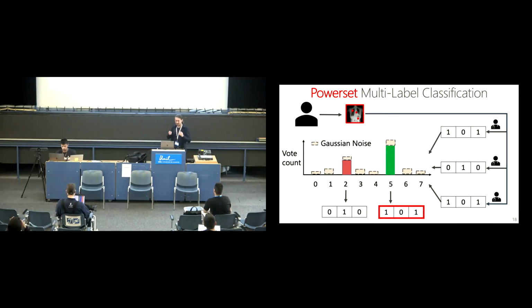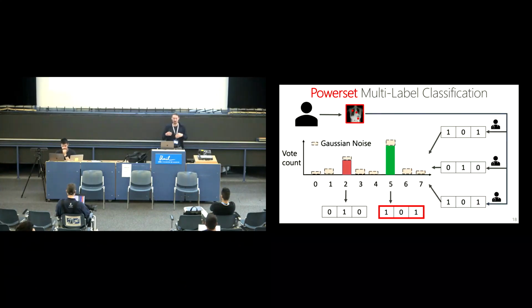So once again, we create a histogram for these 8 possible classes. In this case, two of these answering parties, the first and the third one, voted for the fifth class. We have 2 votes for this class, and only one party voted for the second class. Again, on top of these vote counts, we add Gaussian noise to ensure that we privately release the answer to the given classification.